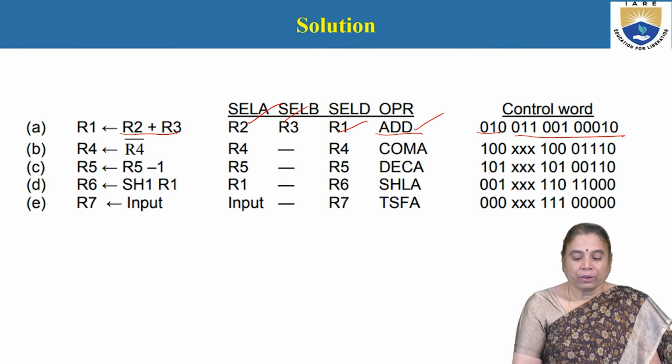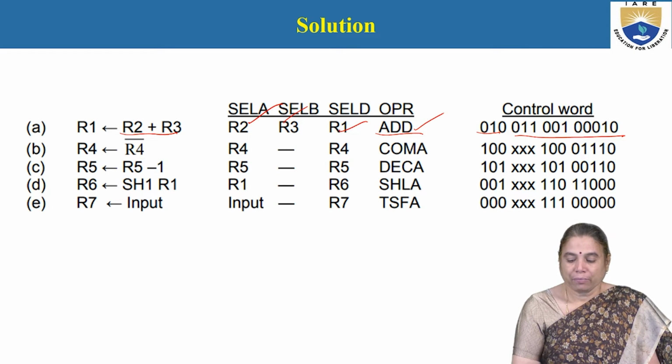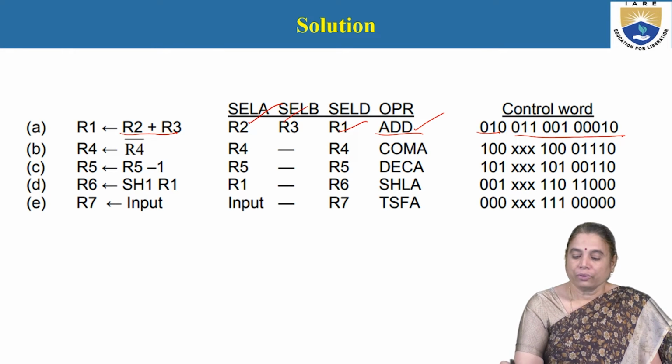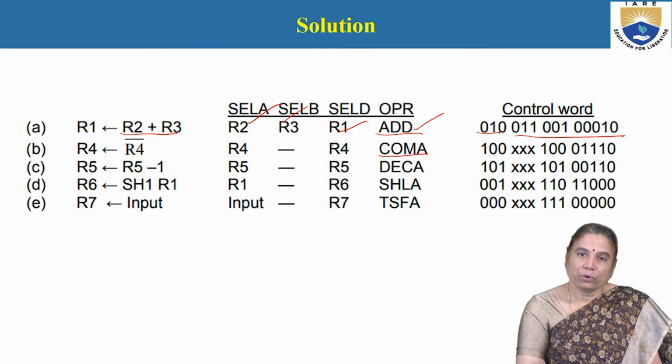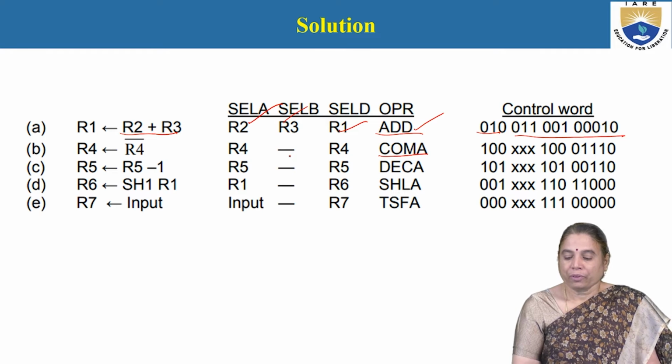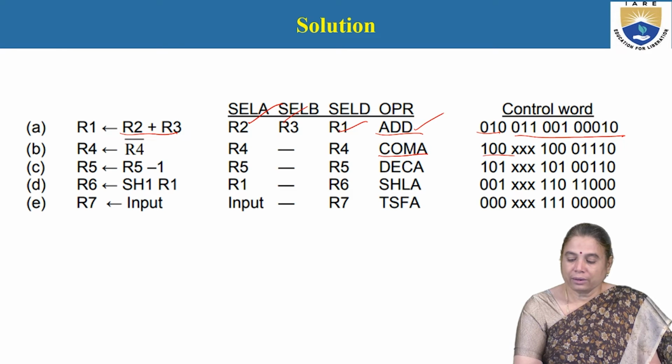Next is simply a data transfer statement. So we can apply the complement operation. The complement of A can be moved to the same register. So here it can be the register reference. The control word opcode can be 100, and there is no destination register. So on R4 itself, it has to apply the complement operation.